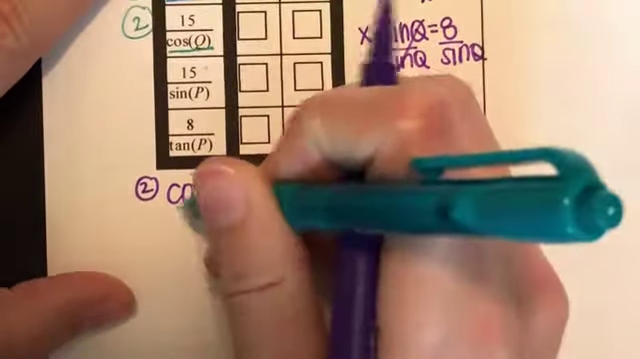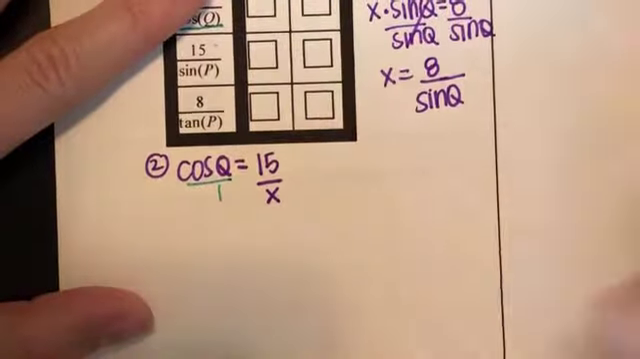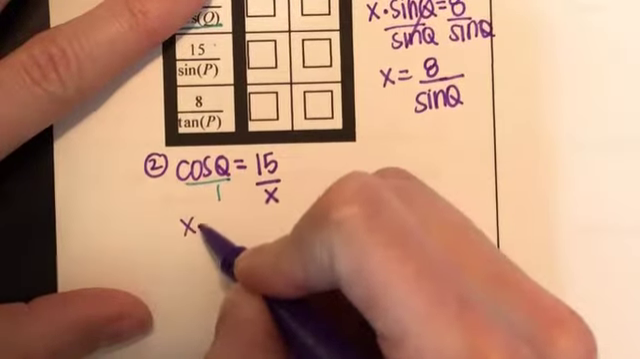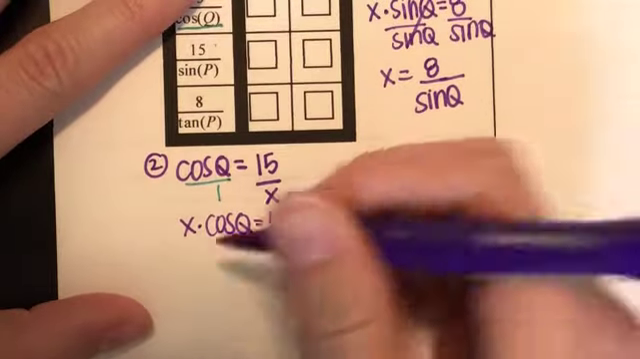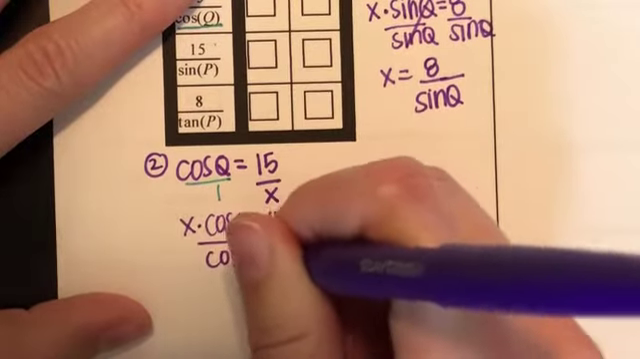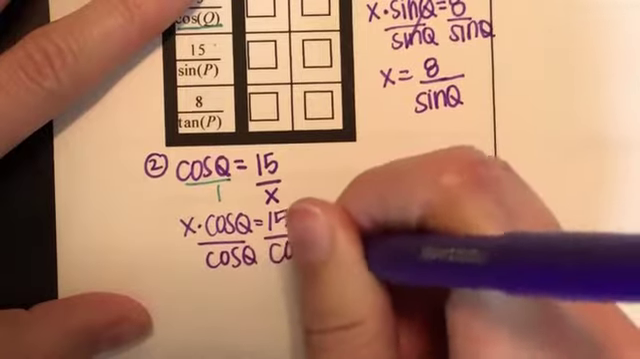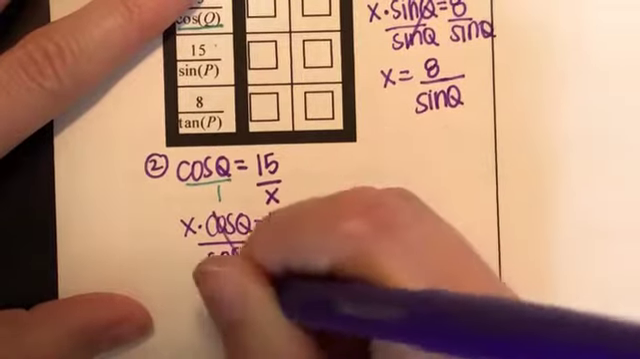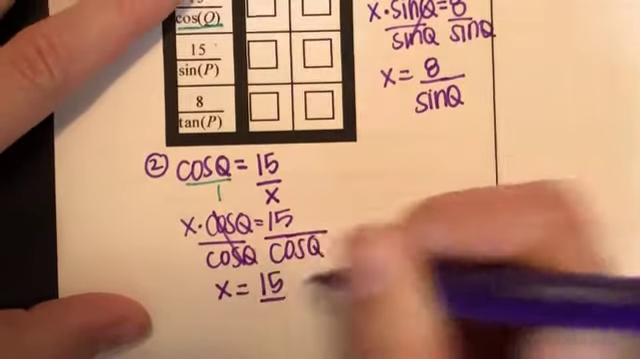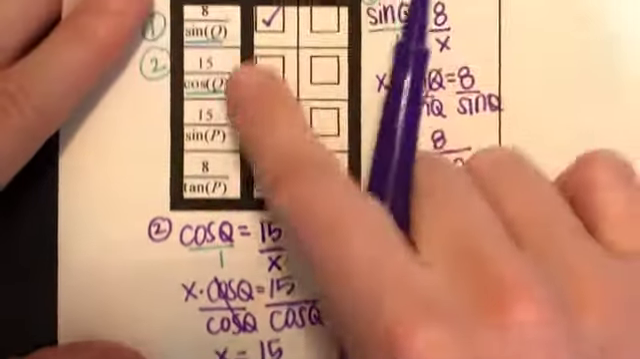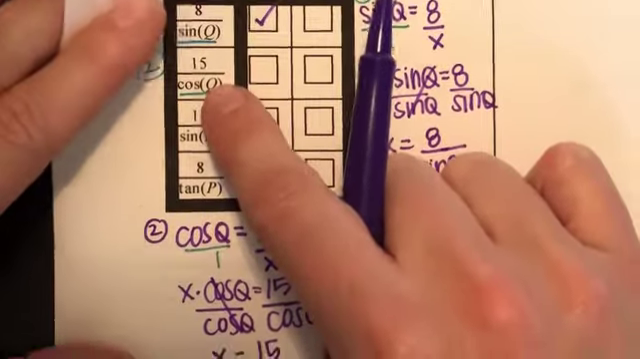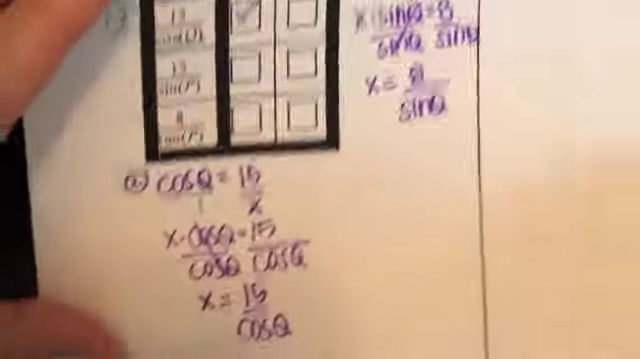So it's going to be 15 over X. Again, we put a 1 underneath and cross multiply. X times cosine Q is equal to 1 times 15, which is 15. Then we divide by cosine Q to get X by itself, and I get X is equal to 15 divided by cosine Q. That's exactly what they have right here. 15 over cosine Q is going to help us solve for X.